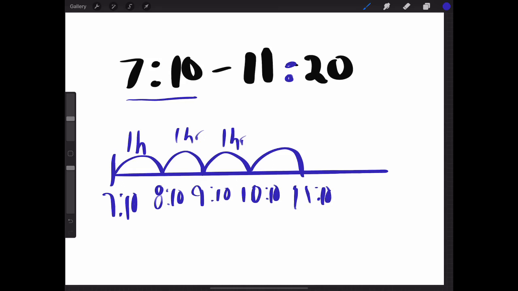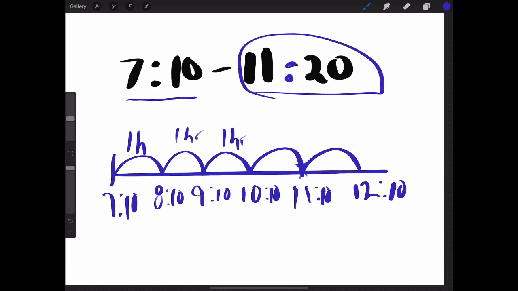11:10. Now, this is where we're going to stop for a second, but I want to show you what's going to happen if we go up another hour. That's going to be 12:10, but I wanted to stop at 11:20. 12:10 is too far. So at this point, I can go up to here, which is 11:10. Now, I'm going to start jumping by intervals of 10 minutes.